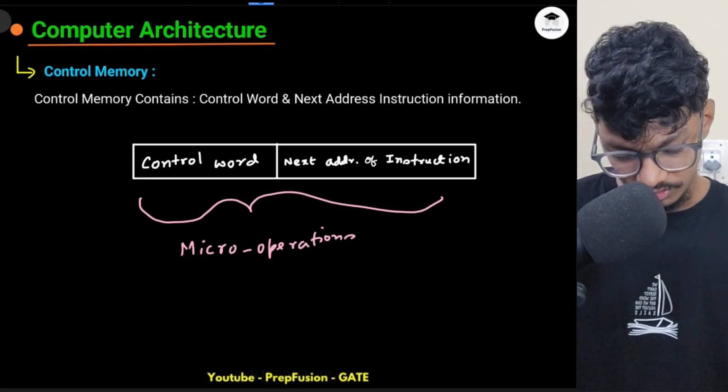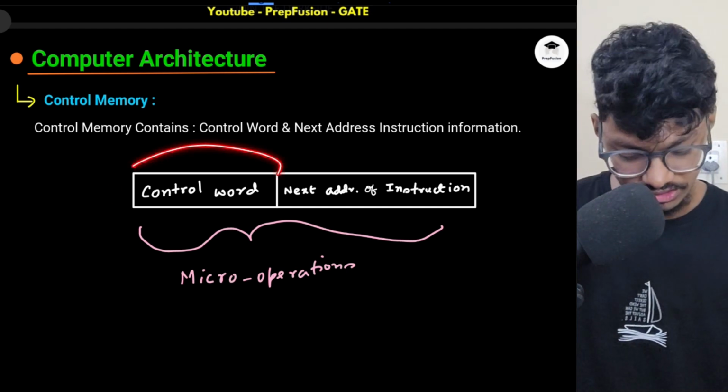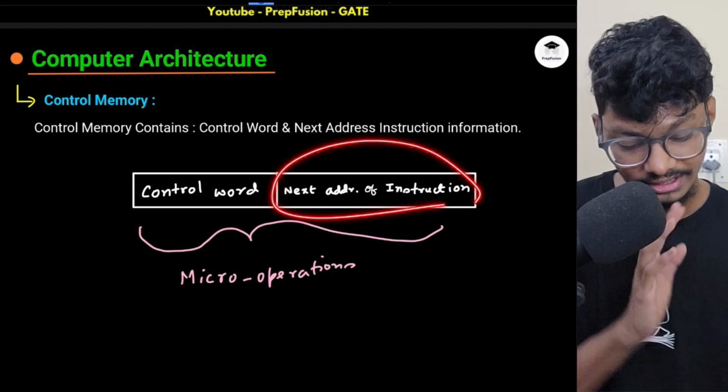Okay, and your control memory will contain what? Your control memory will contain two things. One is the control word, and another one is the next address of the instruction.